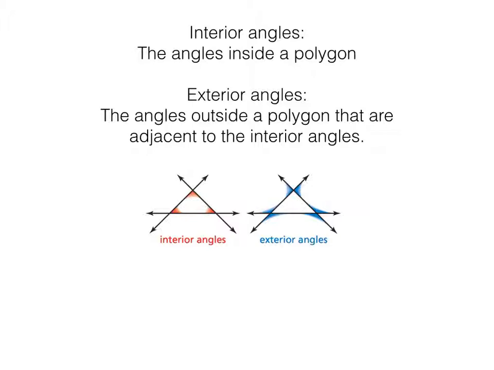So just opposite that are exterior angles. These exterior angles are the angles that are on the outside of the triangle. So when you look here, these are angles that are not on the inside of the triangle.